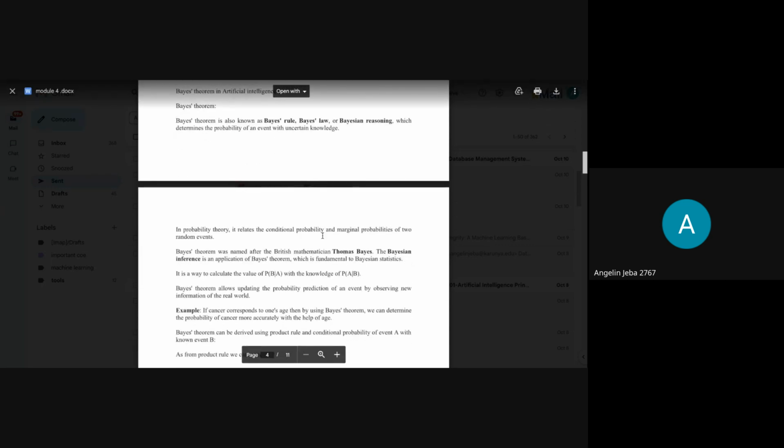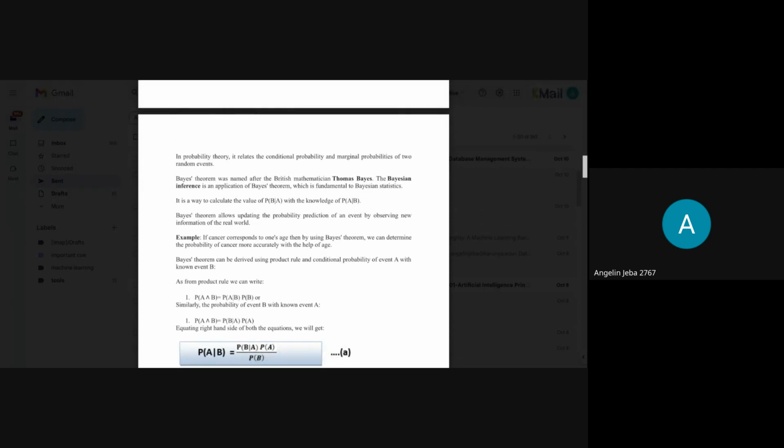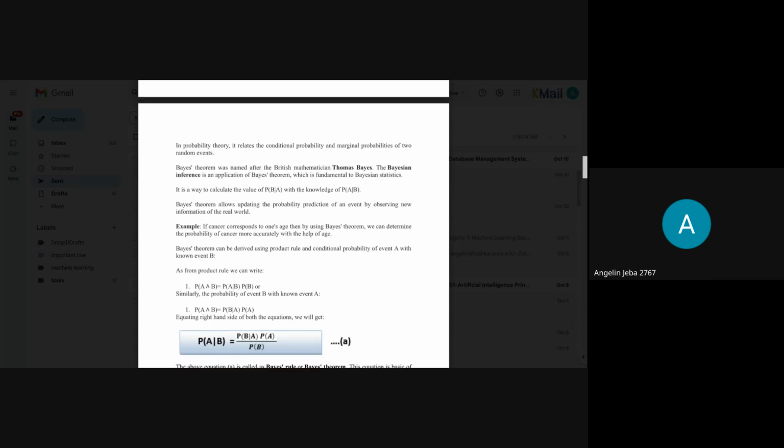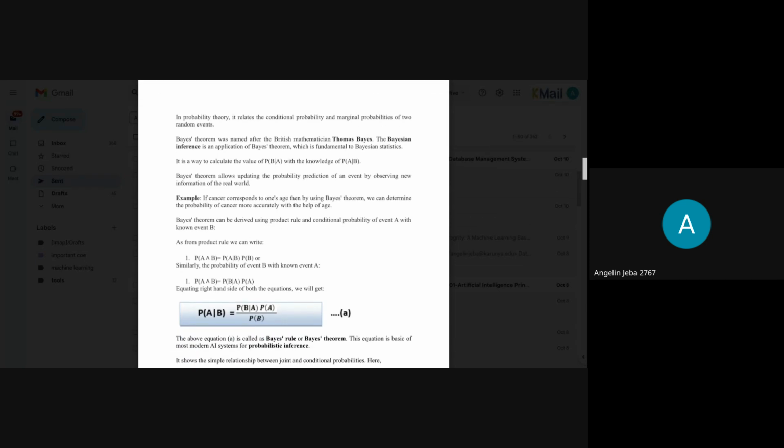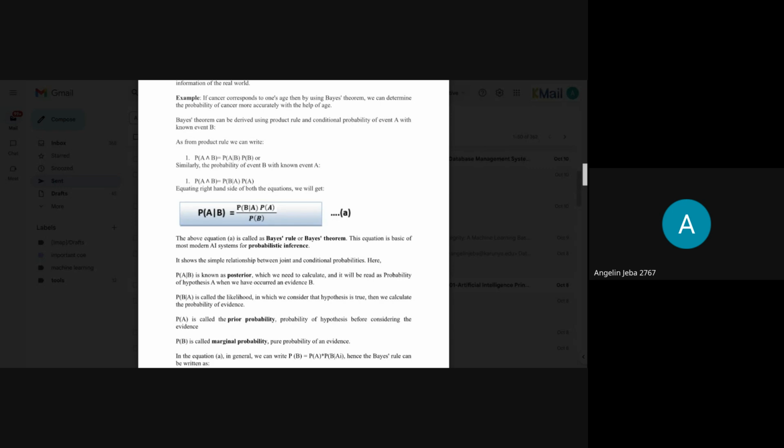It is Thomas Bayes, and Bayesian inference is an application of Bayes' theorem, which is fundamental to Bayesian statistics. It is a way to calculate P(B|A) with the knowledge of C and B. See here in this example, if cancer corresponds to one age, then by using Bayes' theorem, we can determine the probability of the cancer more accurately with the help of the age.